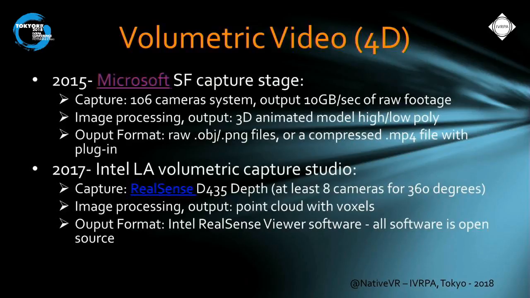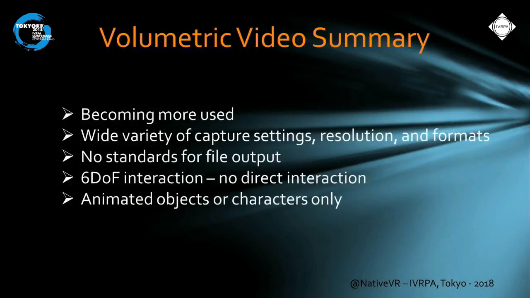So basically, each one is outputting different things. With Microsoft, you get a 3D animated model in high or low polygons, and a file that you can input into your Unity or Unreal Engine. With Intel, it's a bit different, but at least everything that they do is open source, they say, so you can get their software and tweak it, which is good news.